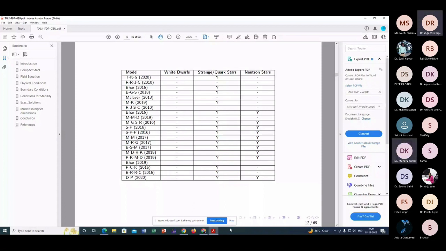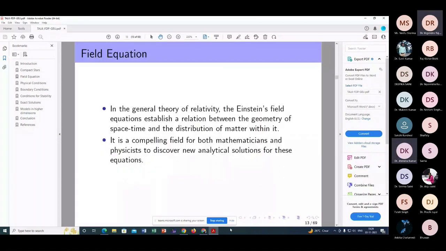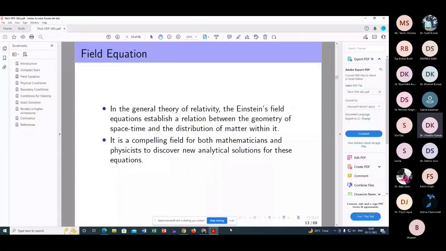And after knowing about the theories of the compact stars, to establish the mathematical models we need to know about the governing equations. Means how these compact stars will be represented in mathematical form. To represent these, first we have to know about the governing equations, and these governing equations are known as the field equations, the Einstein field equations in the general theory of relativity.